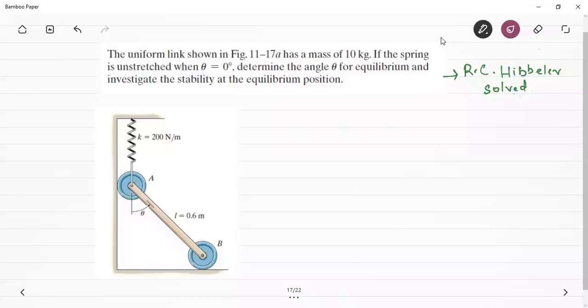In this video, I'm going to discuss a few more problems on the topic of potential energy and stability of equilibrium. So this question is a solved problem in the R.C. Hibbeler text. It reads that the uniform link shown in the figure has a mass of 10 kg.